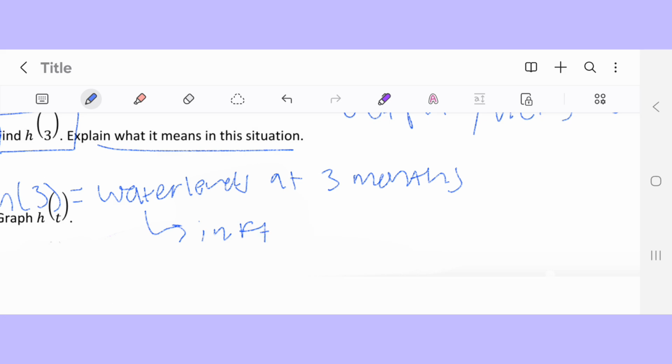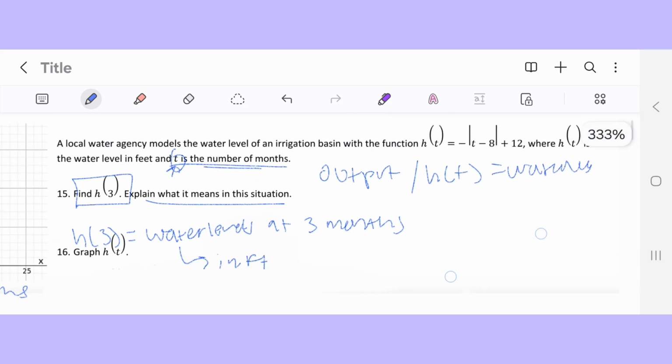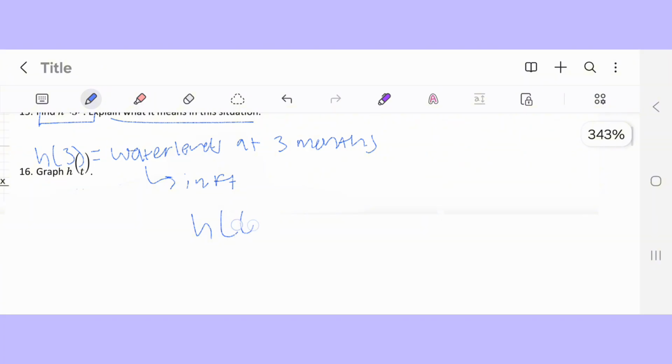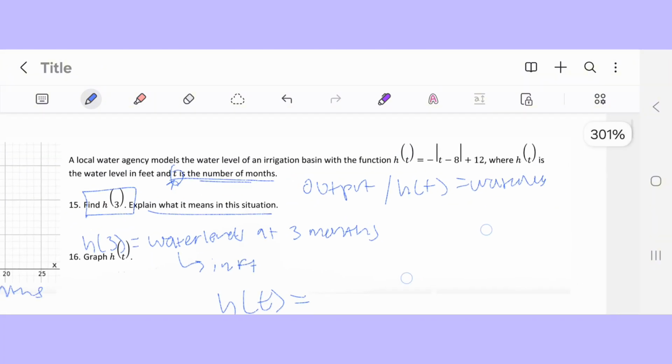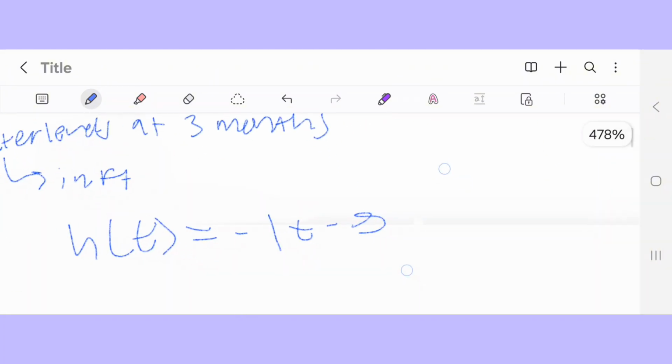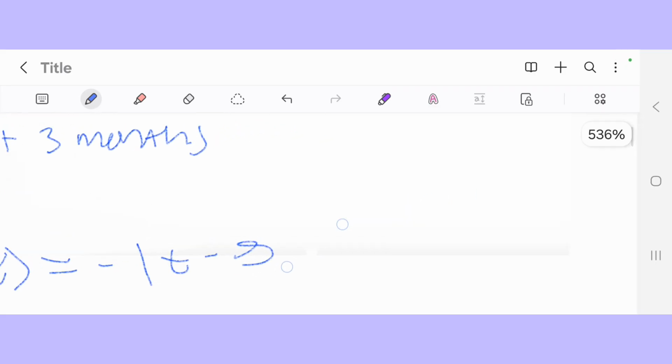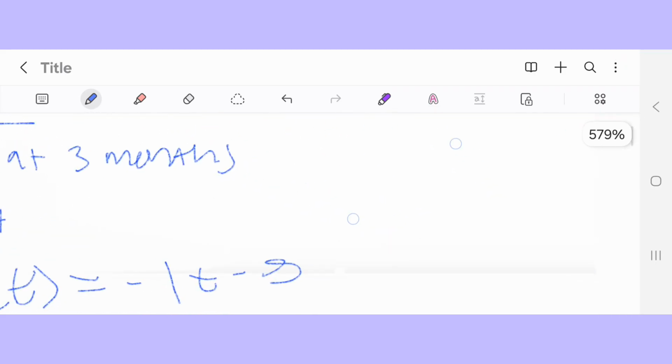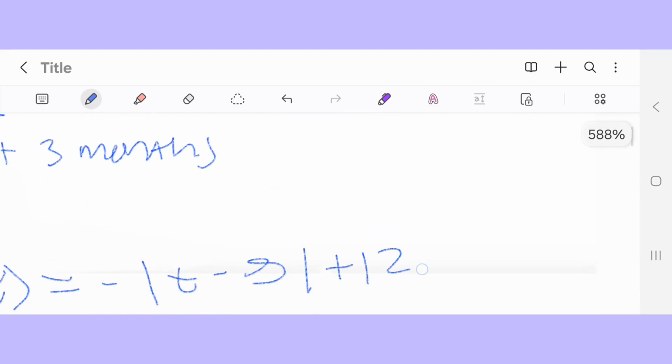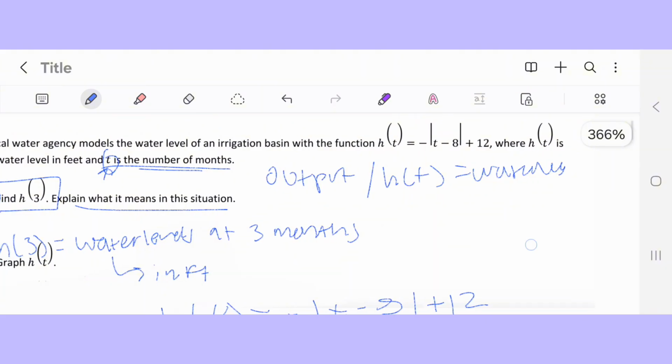Okay, now how are we going to solve for h of 3? We are given our function, right? And it says that h of t is equal to negative absolute value of t minus 8, absolute value, plus 12. So that is our little function.